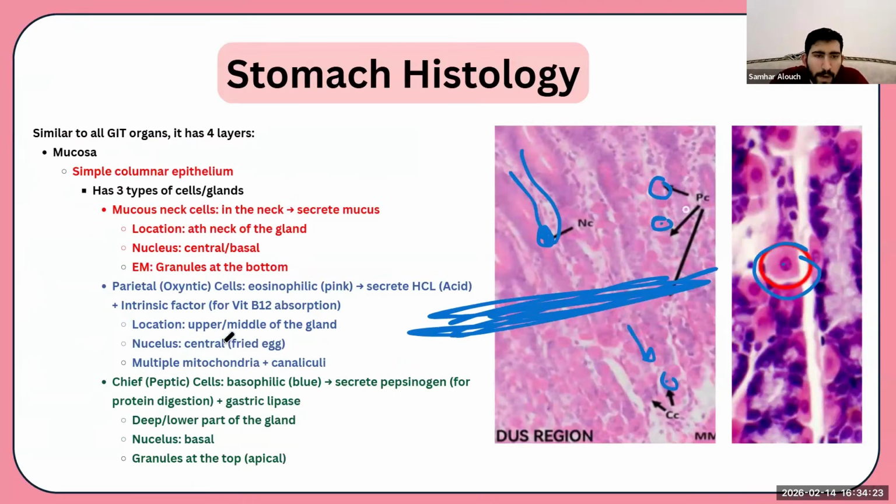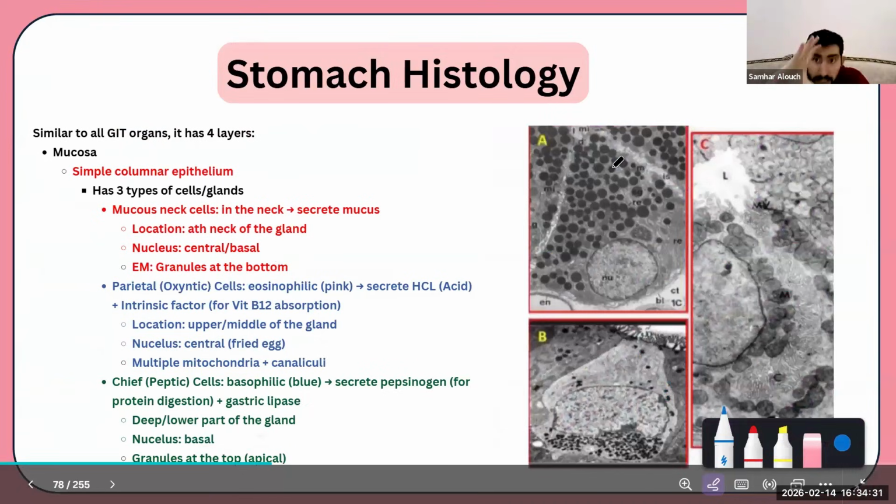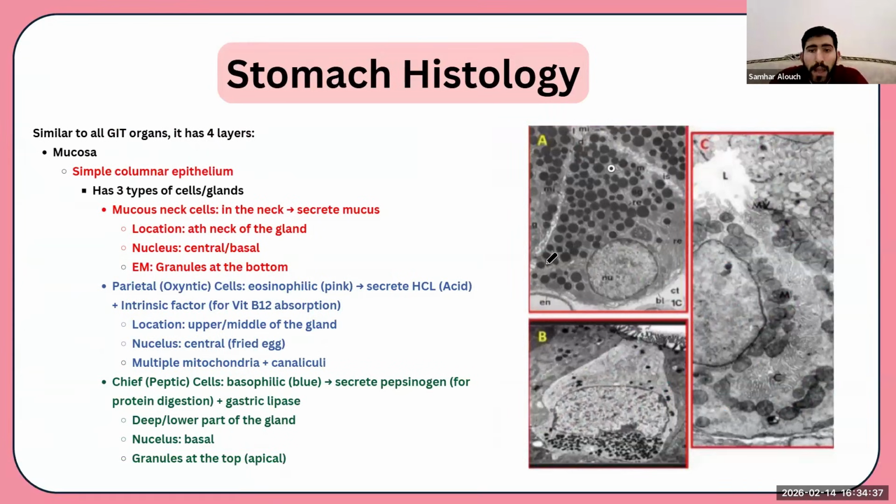Now, what does this mean? Granules at the bottom, multiple mitochondria, granules at the top in electron microscopy. This is electron microscopy, okay? It shows the cell from inside itself. And here, in light microscopy, we only see the nucleus. Electron microscopy will see everything. If you see multiple granules at the top, that's chief cells, okay?